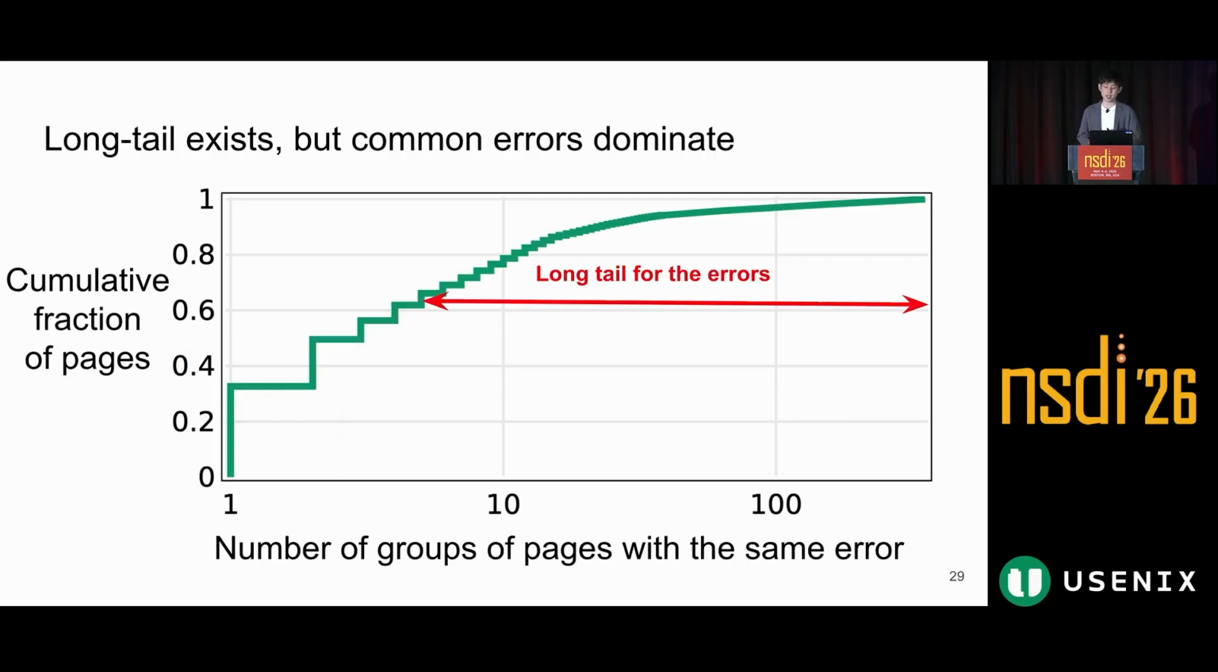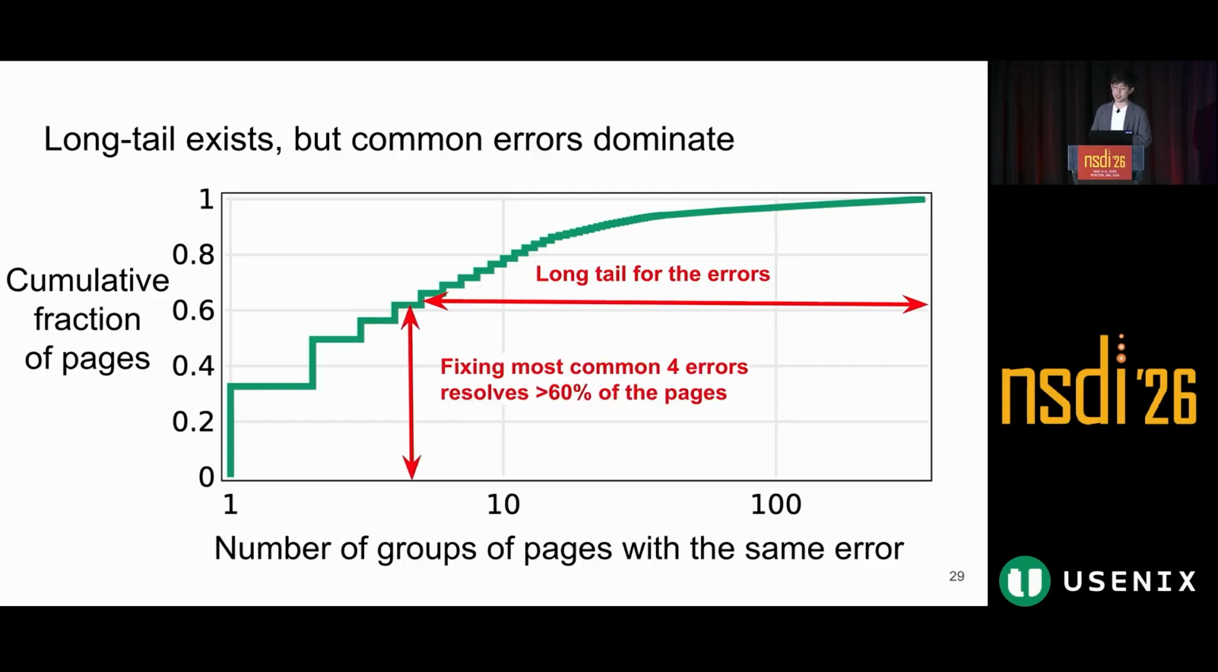First, if you look at the right-hand side, we have a long tail of around hundreds of groups we need to fix if we want to fix everything that we can detect. But also, if you don't want to do that, the other takeaway is that if you look at the left-hand side of the figure, by only fixing the top 4 common errors, we're able to resolve more than 60% of the pages.